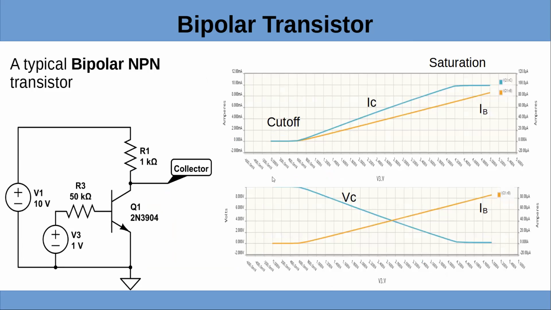There I just plotted current from cutoff to saturation versus base current. And they're on 2 different scales, so it's not as easy to see. And then what the voltage across the collector looks like as the base current goes up. So we're going to go from cutoff to saturation.